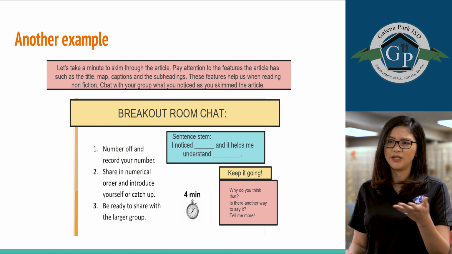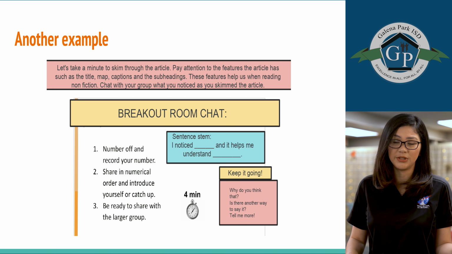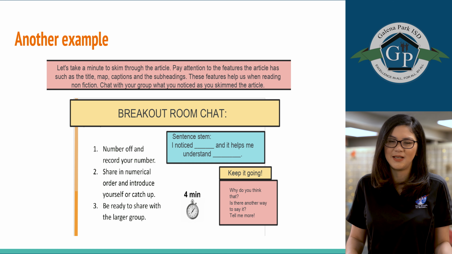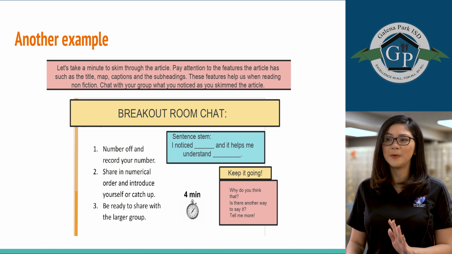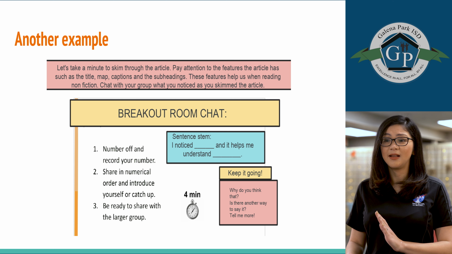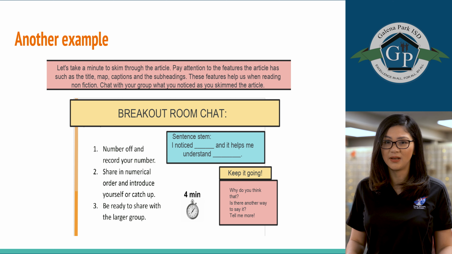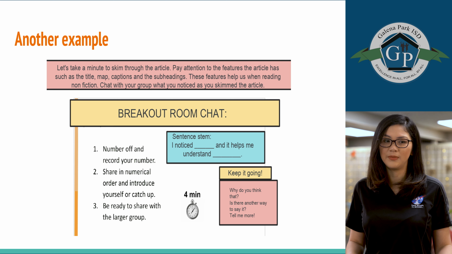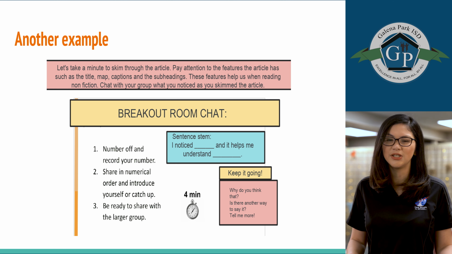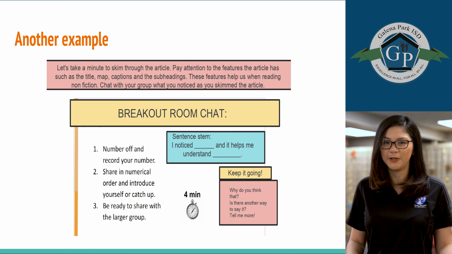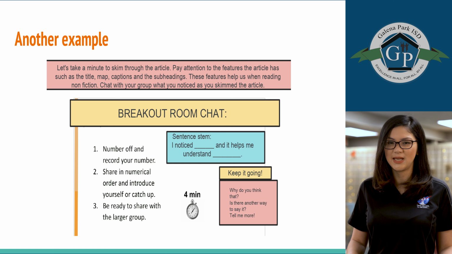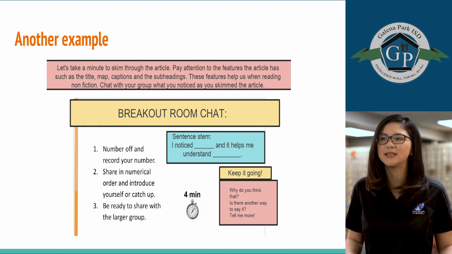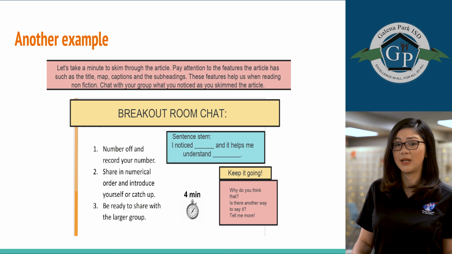It says they share in numerical order, introduce themselves, and catch up if they need to catch up, and then be ready to share with a larger group. It's because they need to understand that there's accountability at the end of their breakout room, that they're going to need to share. They're not going to just chit chat. They have accountability. They have to know that each and every one of them has to say something. So that's the sentence stem that I talked about, that's structured.